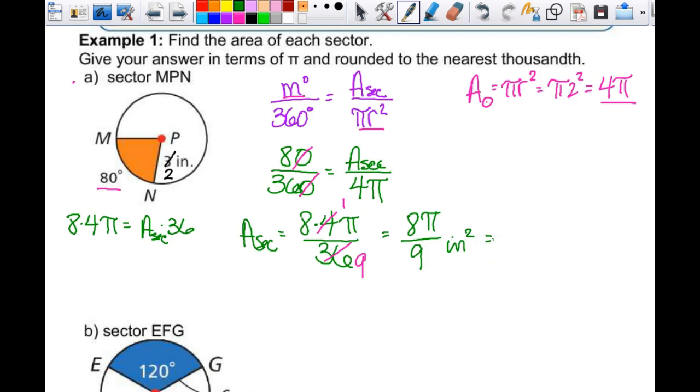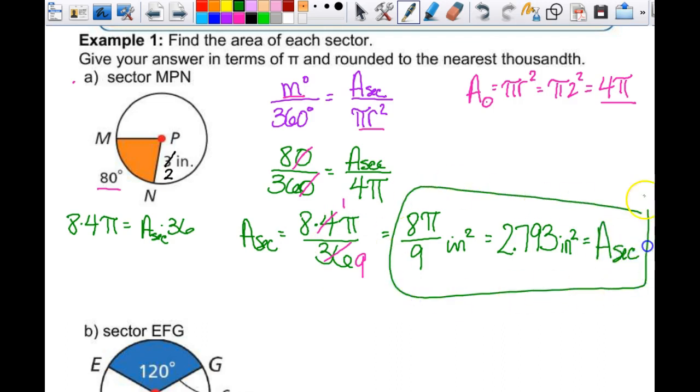And then as a decimal, so in my calculator, I would do 8 times the pi button divided by 9. I'm just going to give it to you because I didn't want you trying to do all this in your calculator. 2.793 inches squared. Both of those are your answers because it says give it in terms of pi and to the nearest thousandth. So I want to make sure that I've labeled my answer, and so I did over here, but then I have all this mess in here, so you can also put it at the end. That is the area of the sector, and then bam, that's everything.